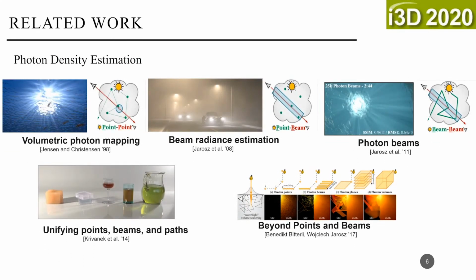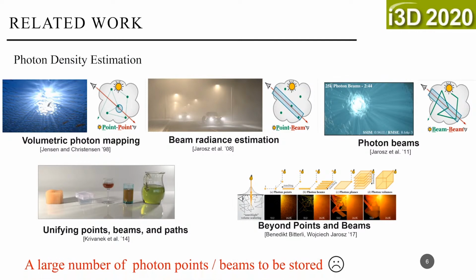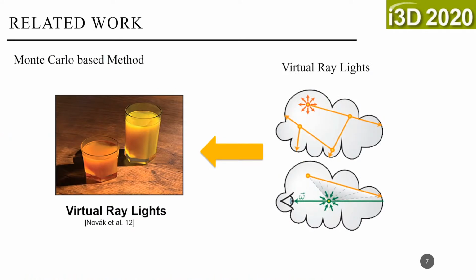Photon density estimation is one way to solve the radiative transfer equation. The basic idea of these methods is shooting photon points or photon beams into the medium and computing radiance to the camera ray by photon density estimation. But all these methods need to store a large number of photons. Another work is based on Monte Carlo sampling, just like virtual ray lights.